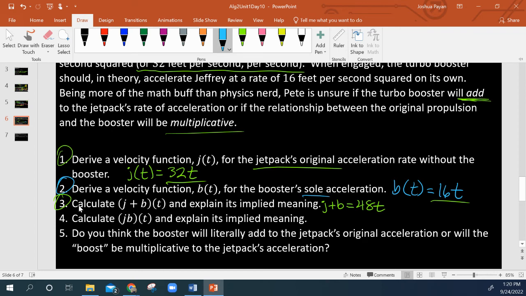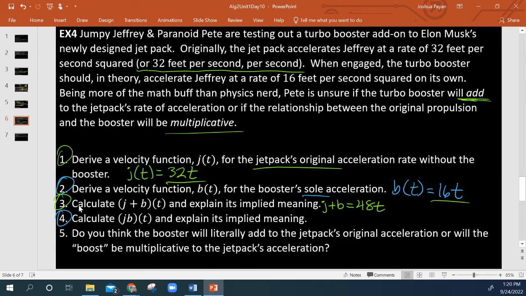Now, if we say multiplicative, right? So j times b. So I have no idea off the top of my head what 32 times 16 is. So 32 times 16, that would be 512. So j times b, right, of t would be 512, and then t times t, so t squared, right? So now we're saying that would be 512 feet per second every second squared, right?